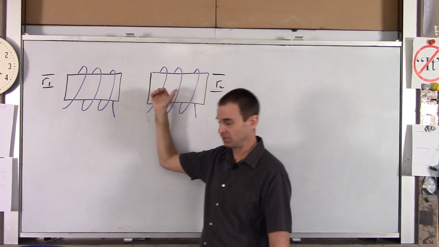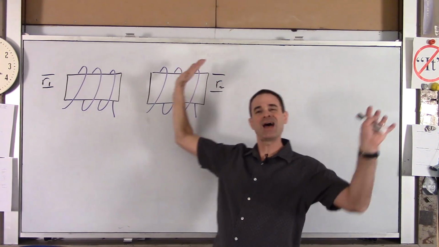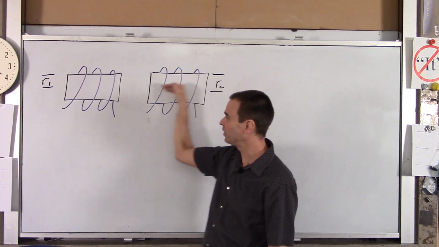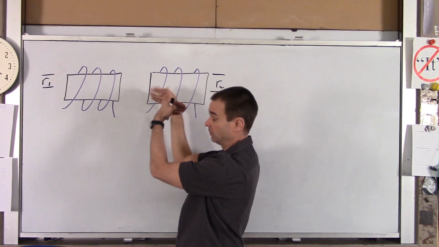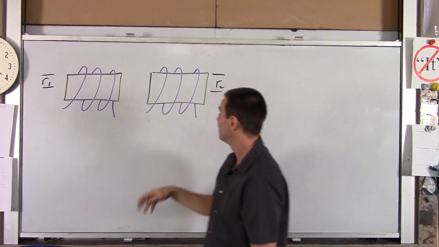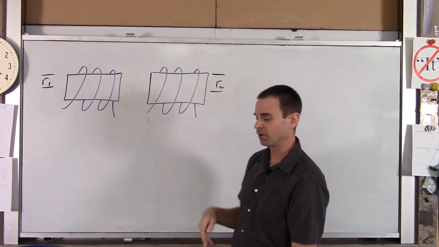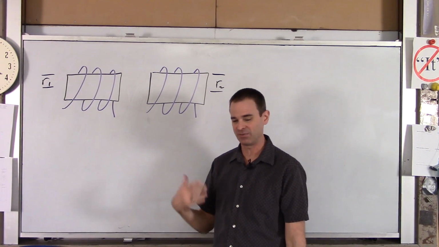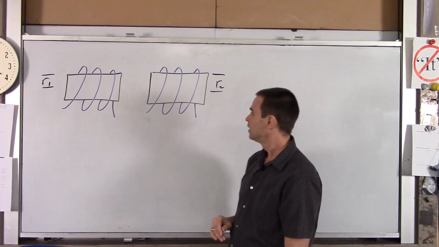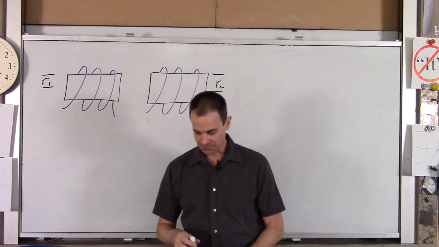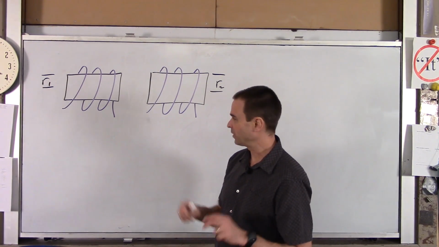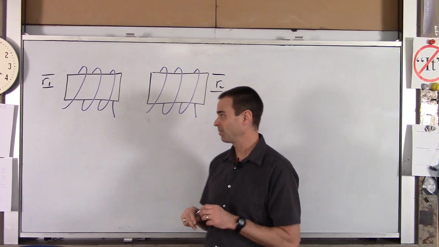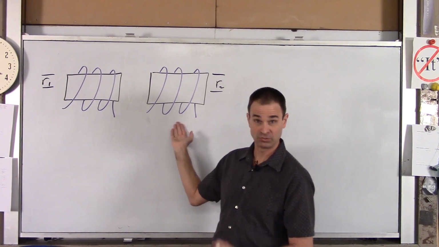It changes. Therefore, this one says, I don't like change. I'm going to make a field pointing the other way to oppose that, let's say, increasing field at that moment. And therefore, a current is generated over here. That current is generated by an EMF, aka a voltage. So what we're going to calculate is the mutual inductance of the system. How good is it at making a voltage over here?